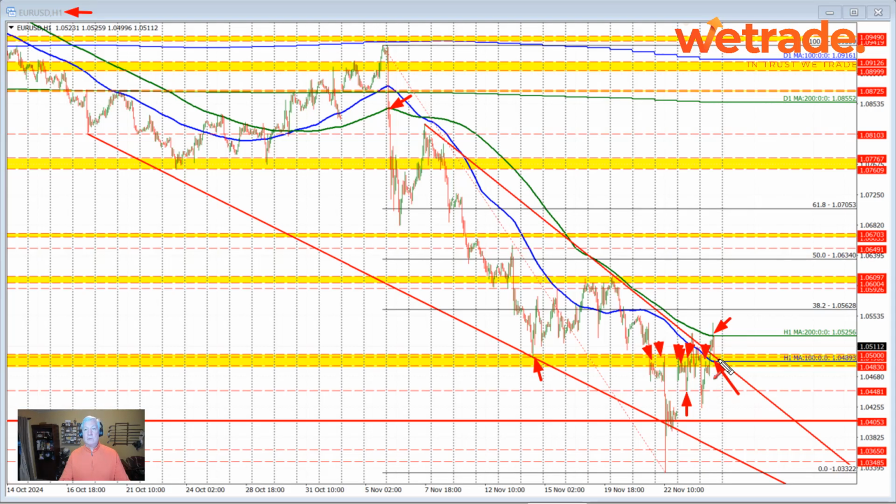Conversely, if we do hold support in this area right here, it's not out of the question that a move back above the 200-hour moving average can be expected, with the 38.2% retracement of the November trading range as the next key target.